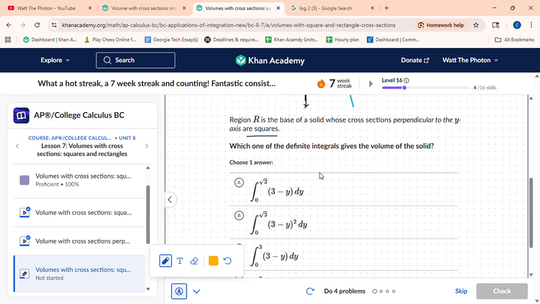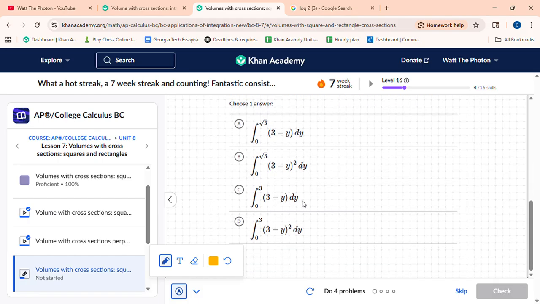Yeah, so it's really just 3 to 0, 3 minus 1 dy. Yep, because the square root gets cancelled with the square.